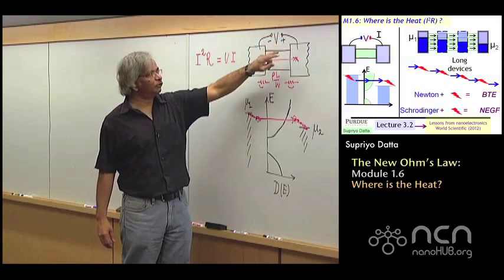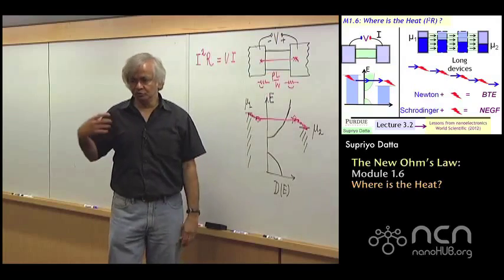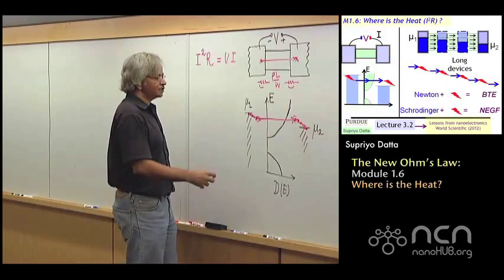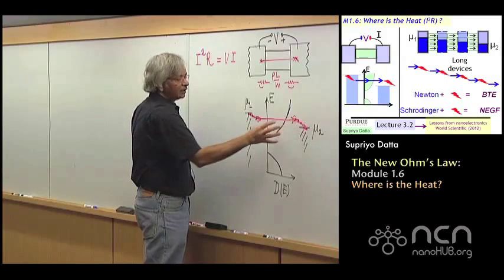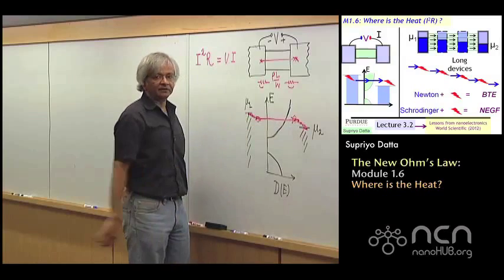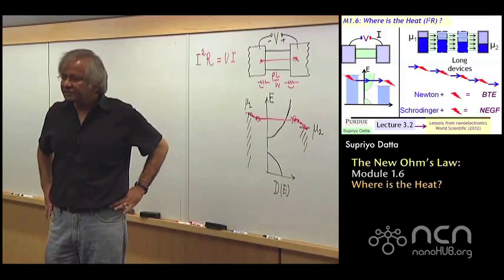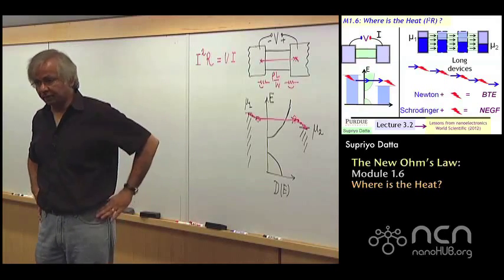Namely, if 1 millivolt is applied across this, then an electron going from here to there loses an amount of energy, 1 millielectron volt. But where is that energy? Well, it's partly in this contact and partly in this contact, but hardly anything in the middle. And this is a picture that seems to be reasonably accurate for small conductors. It's not true at all for big conductors.